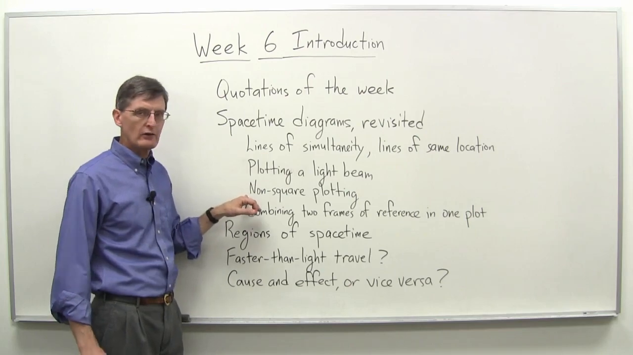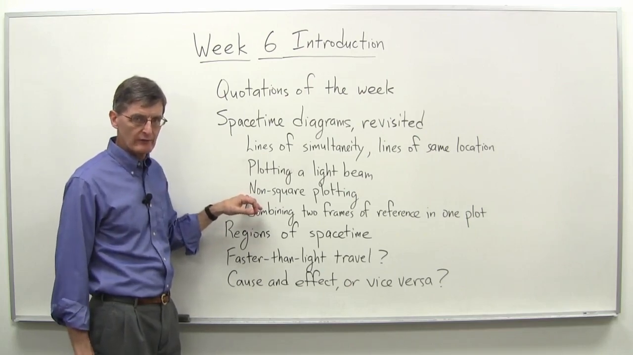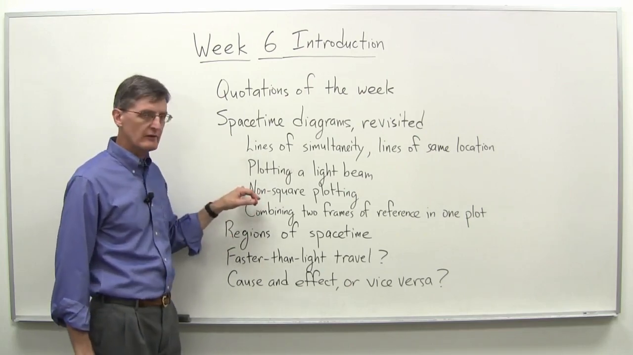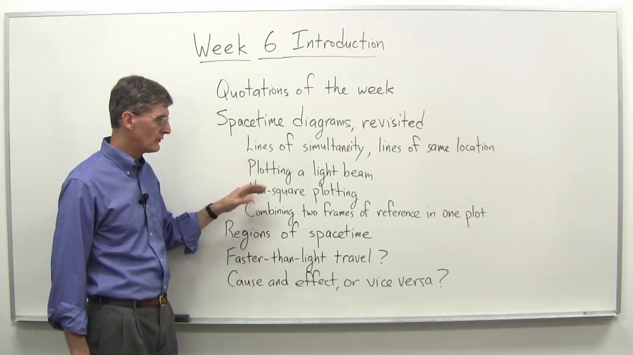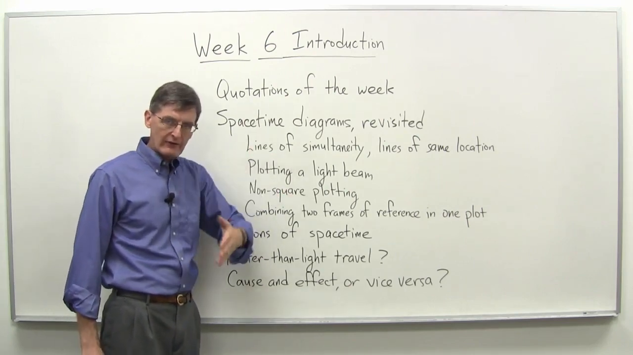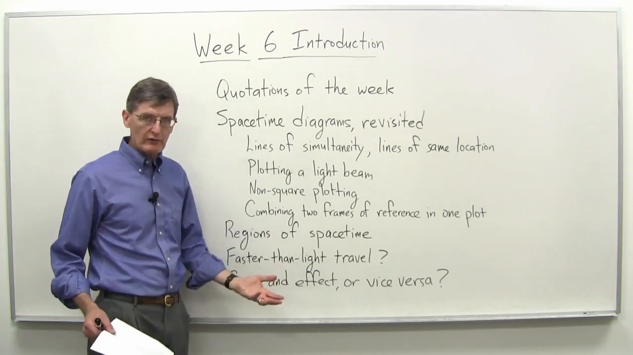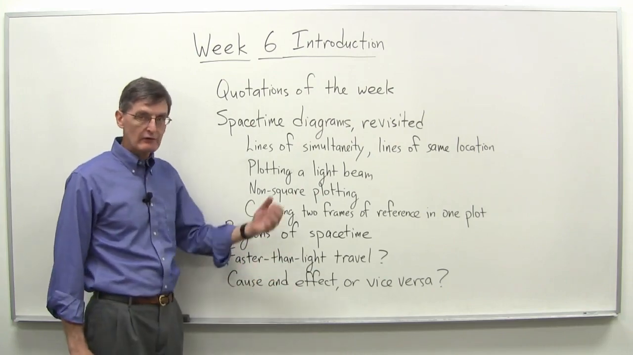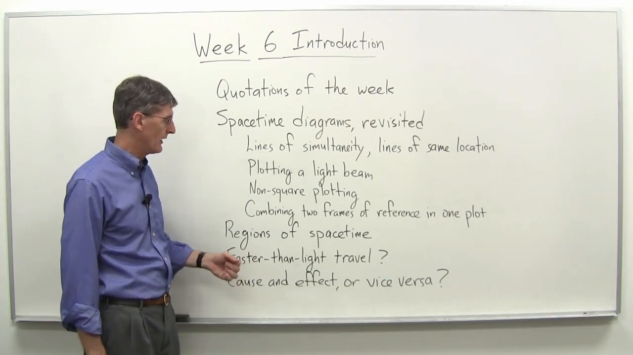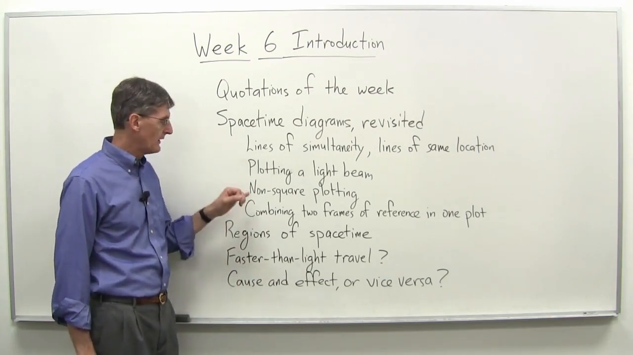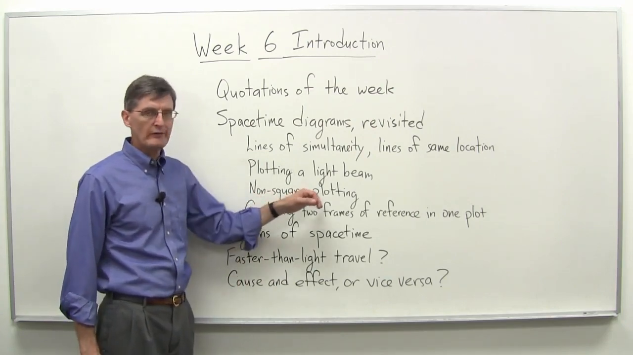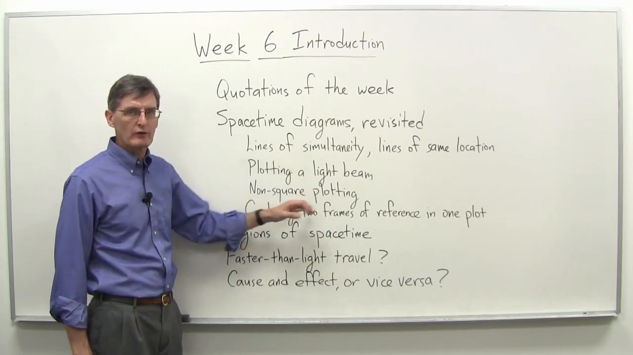is what I call non-square plotting. I don't know if it has another name, but we'll just call it non-square plotting. In other words, normally, of course, we have our axes when we're plotting at right angles. They don't have to be at right angles. You can actually have them at any angle you want, as long as you're consistent in how you do your plot. And you might say, well, why in the world would we want to make things more complicated like that?